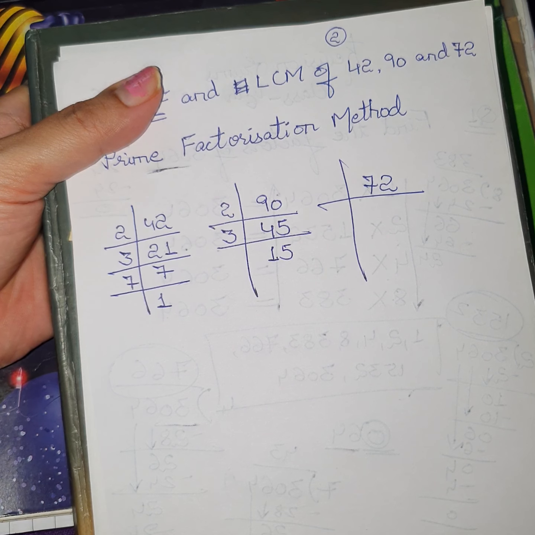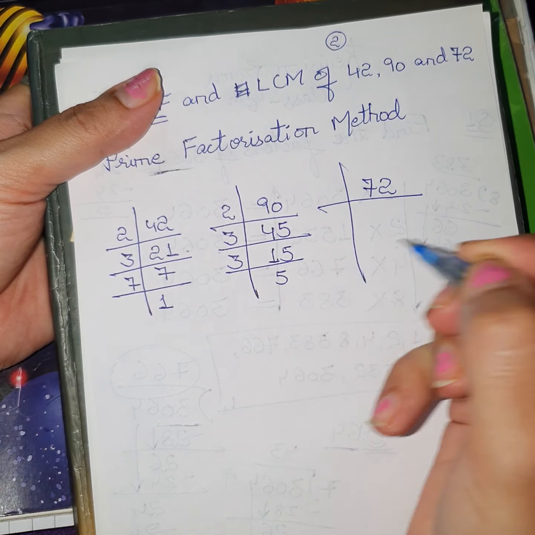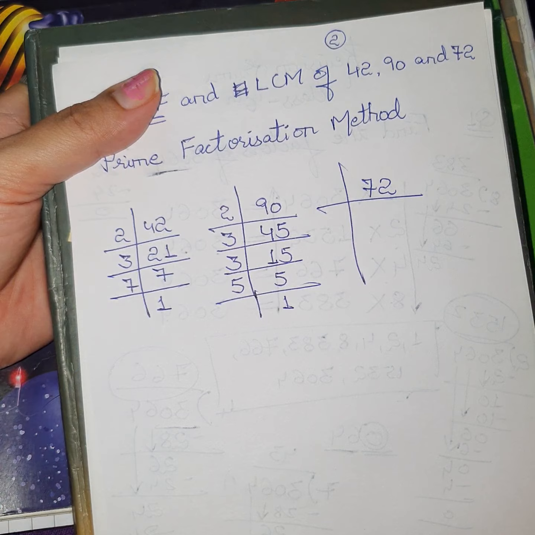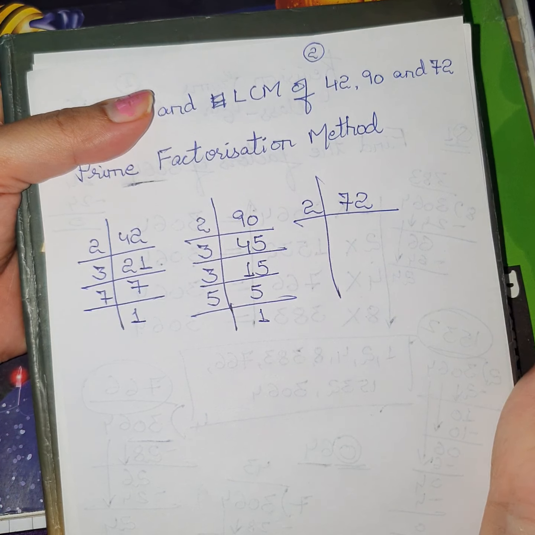It comes 15 times in the table of 3. 15 again comes in the table of 3. 3 5s are 15, and 5 is a prime number, so it will come in the table of 5 only. So 5 1s are 5. Now 72. By the table of 2 only, because the last digit is 2 here.